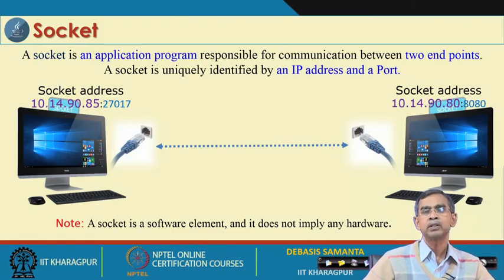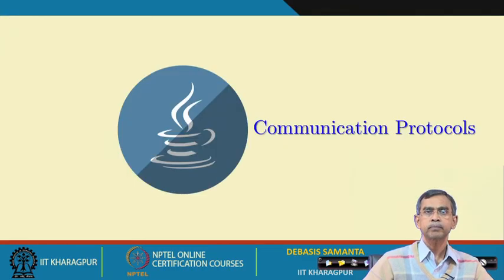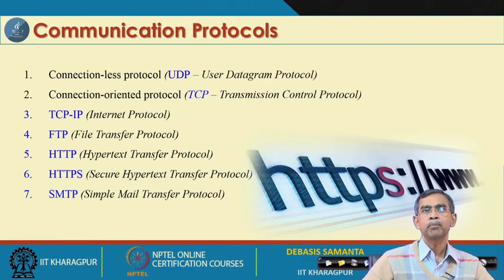So, the two computers should run two programs, which are called socket programs. As you know, a socket is connected to a computer, so every socket should be uniquely identified. For this, the IP address in combination with the port number, both together, is called the socket address. For example, the socket address of this machine is 10.14.90.85 and the port number is 27017. Including these two things combines the socket address, and therefore a socket is not a hardware device, it is basically software.